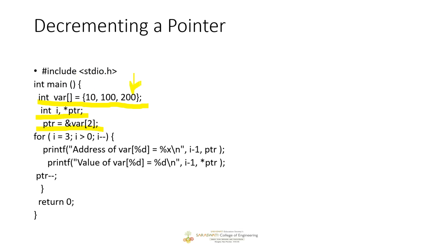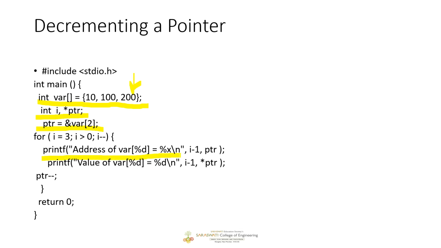Why the third element? Why not the second element? Because always remember, array index starts from 0. So when I write var[2], it will start from 0, 1, 2. So 2 will represent the third element, 1 will represent the second element, and the first element will be represented by 0. In the same way, I have taken a for loop which will start from 3 and go to 0. So my loop will run 3 times, and each time it will print the value and the address.